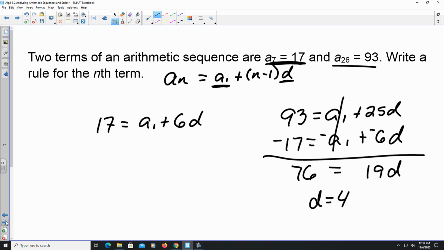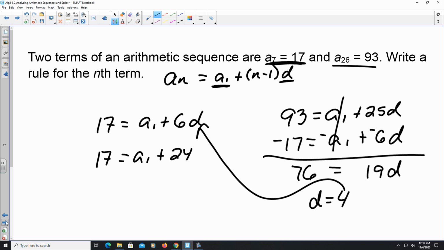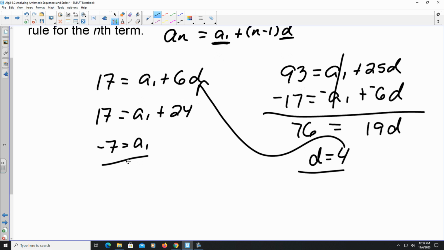All right, now that I know that d is 4, what I can do is come over here and say, oh, now I can say that 17 is going to be equal to a sub 1 plus 6 times 4, which is 24. Take 17 minus 24. Oh, negative 7 is now a sub 1. Now that I know what a sub 1 is, I know what my common difference is, I have all the information to write my rule for a sub n.